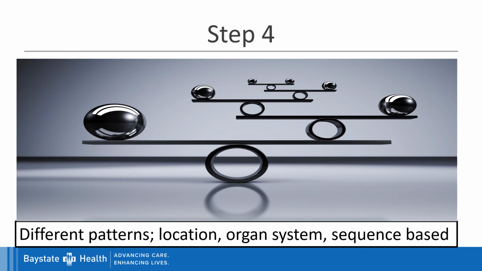Or you may choose to look at a single organ over multiple sequences. For instance, you would look at the liver on the T1 and then immediately look at the liver on the T2 weighted images, and then look at the liver on the diffusion weighted images. That's fine. Whatever works for you, just remember, stick to your sequence and your pattern once you have established it.